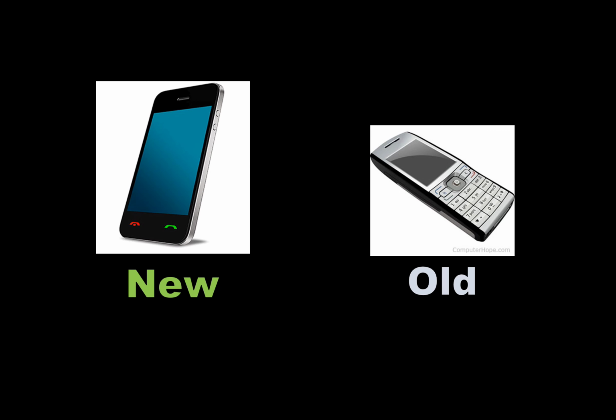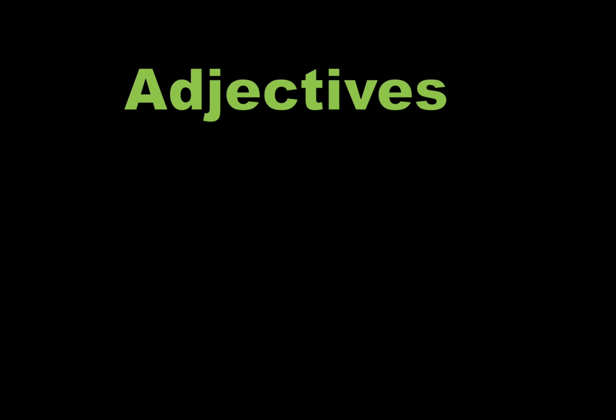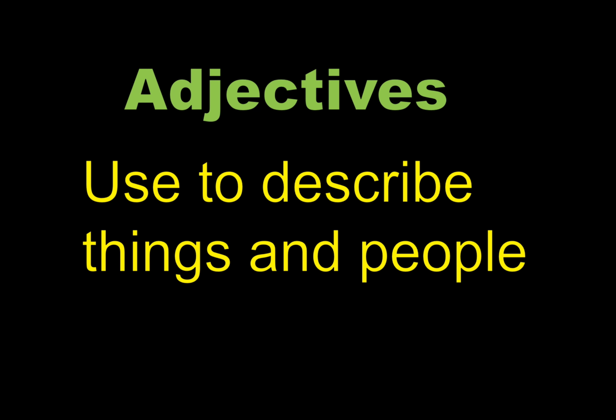Let me give you another example. If you look at the screen of the new handphone, it's big. And then when you look at the small handphone, it looks small. Okay guys, the words I've used to describe the things earlier are called adjectives. So what exactly are adjectives? Adjectives are words used to describe things and people.